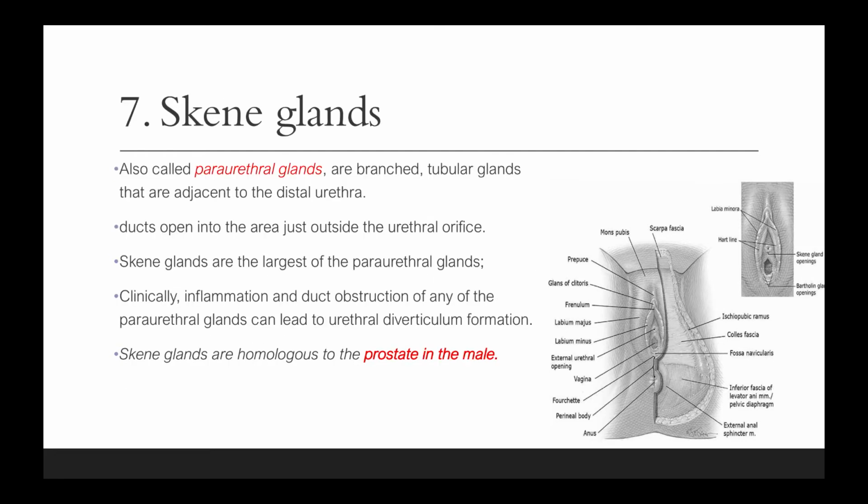So next we have the Skene glands. These are also called the paraurethral glands and are branched tubular glands that are adjacent to the distal urethra. So in this picture we have the Skene glands here. Okay, it's very near the urethra. The ducts open into the area just outside the urethral orifice, and the Skene glands are the largest of the paraurethral glands. Clinically, inflammation and duct obstruction of any of the paraurethral glands can lead to urethral diverticulum formation, and Skene glands are homologous to the prostate in the male.